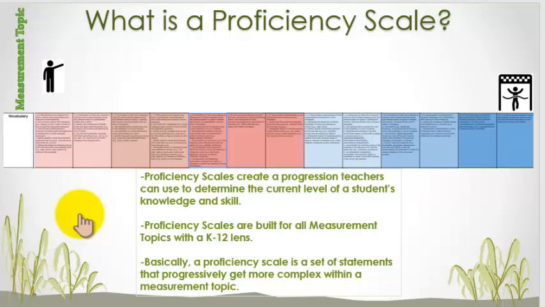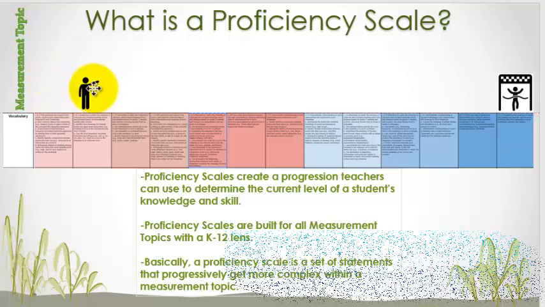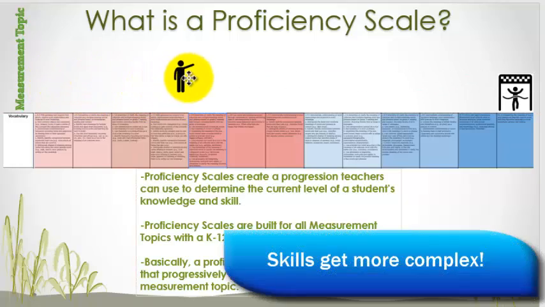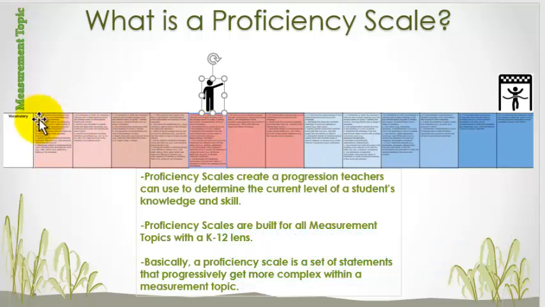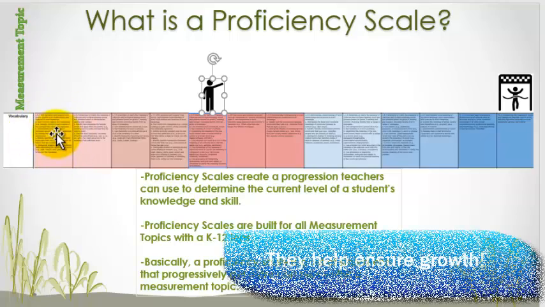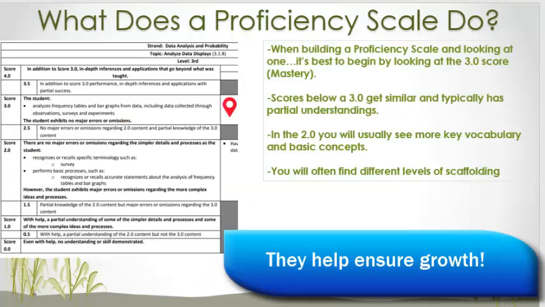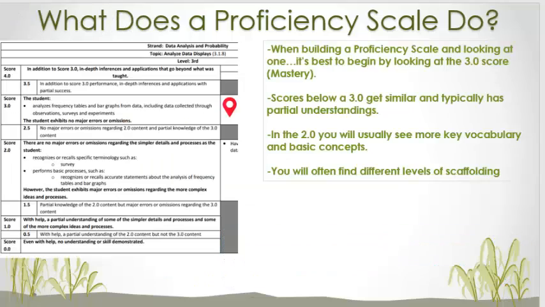Basically, a proficiency scale is a set of statements that progressively get more complex within a measurement topic. So each one of these progressively gets more complex, all right? Now these are just the standards that we move through here. A proficiency scale is actually created to ensure that the student is making adequate growth. So let's explore a little bit further. What does a proficiency scale actually do?